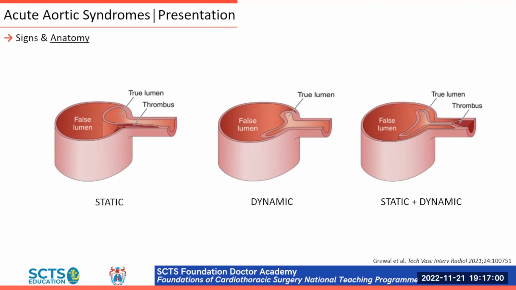There is a static mechanism. This, in essence, happens when the false lumen is compressing the true lumen constantly, and there is the initial formation of a thrombus. The dynamic mechanism is when the false lumen, in systole and diastole, is compressing and occluding with intermittent features the lumen of a branch of the aorta. Or the static and dynamic mechanism, when both the previous mechanisms coexist.